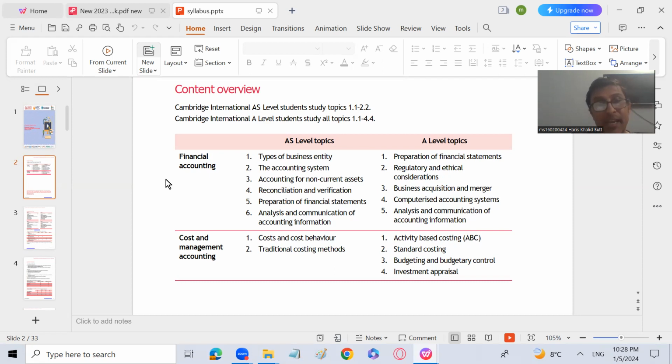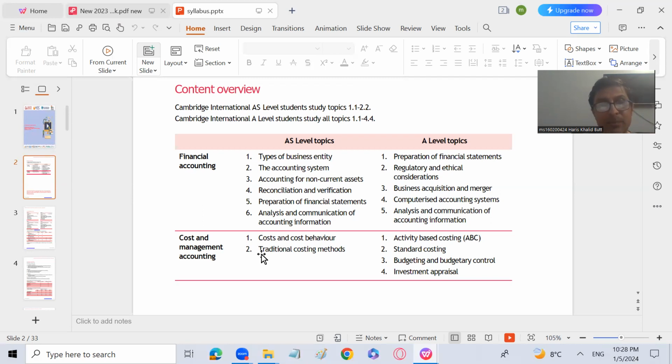Same is the course with A2. In A2, we have 2 papers, paper 3 and paper 4. It also has a portion of financial accounting, which comes in paper 3 only, and a portion of cost and management accounting, which is another field of accounting. That basically consists of paper 4. It means that paper 4 only covers cost and management accounting. So these are the topics which we are supposed to cover.